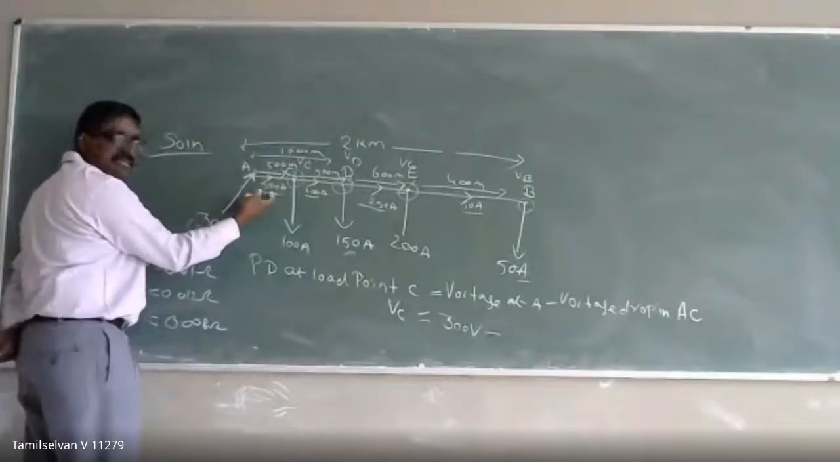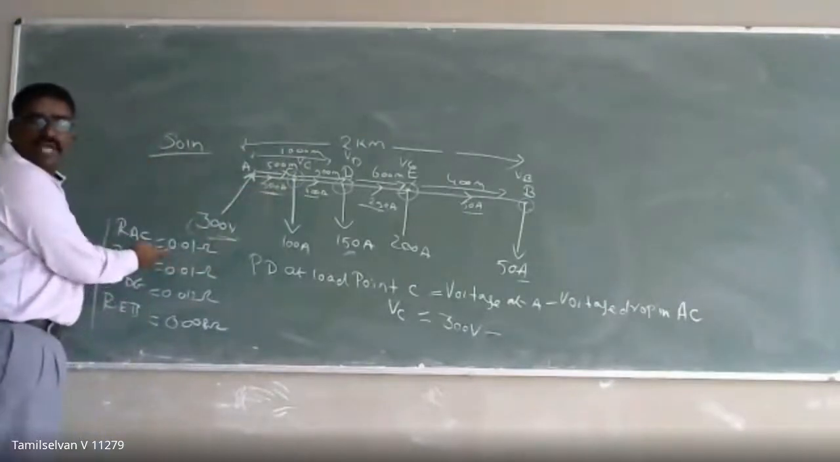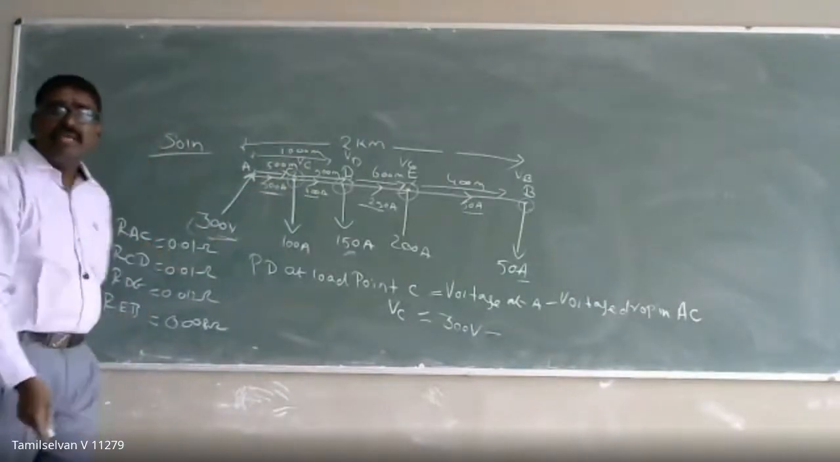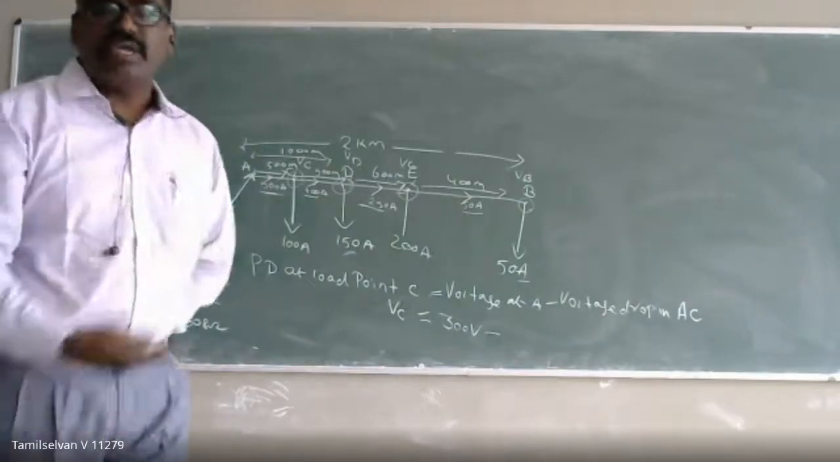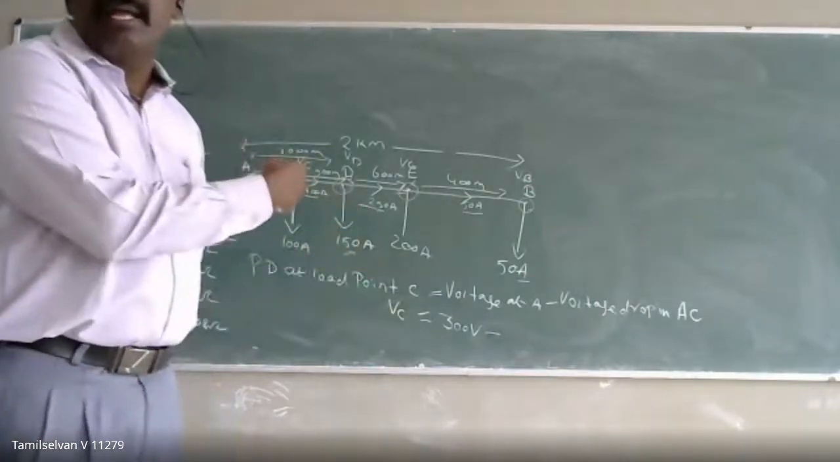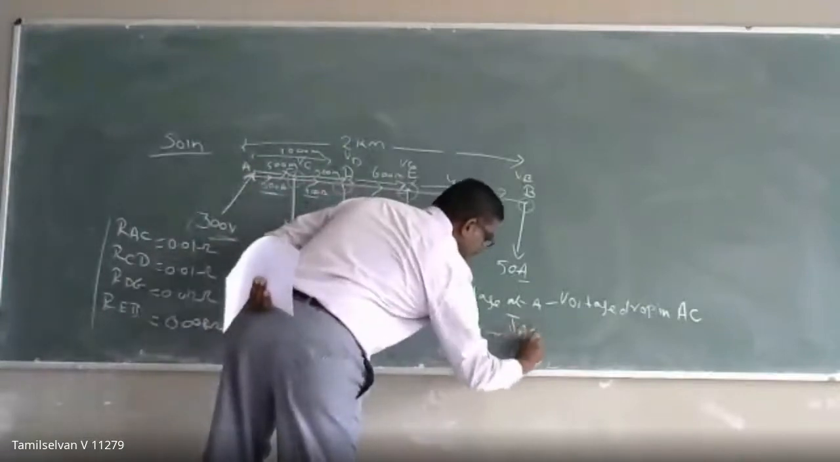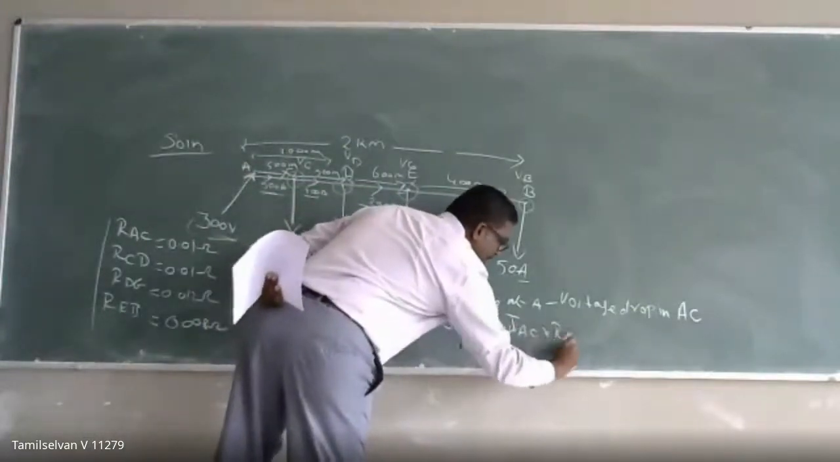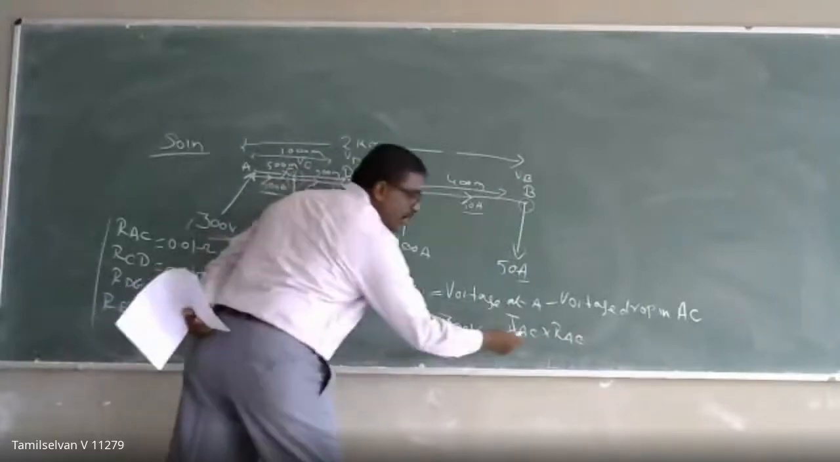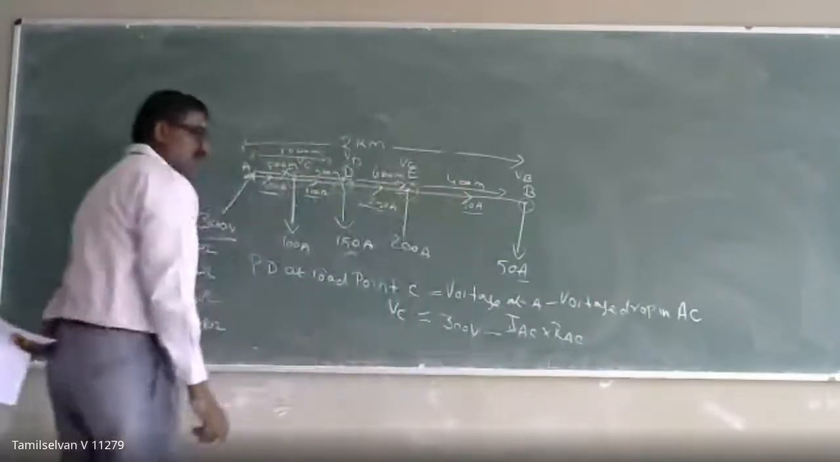So I know my current and I know my resistance value. If I know the current and resistance value, I am able to calculate the voltage drop in section AC, which is IAC into RAC.